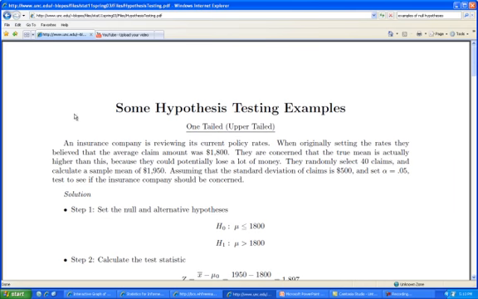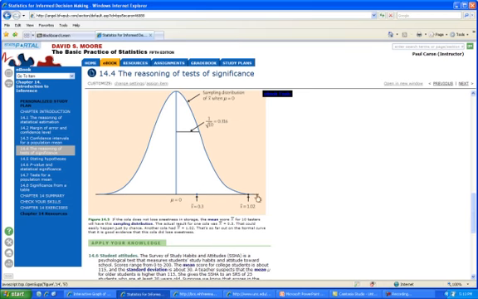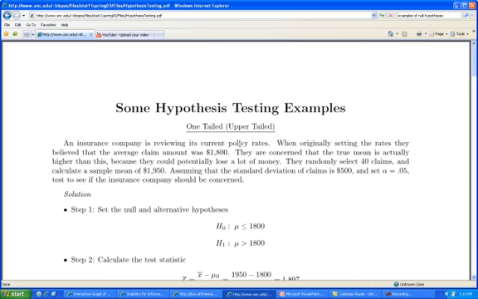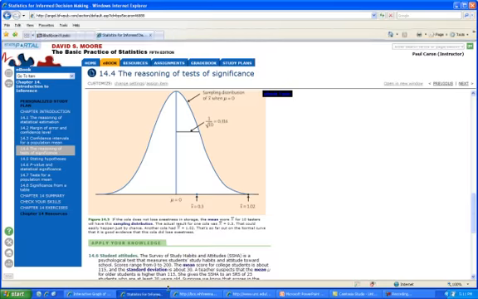Here are some examples. One-tailed, upper tail. What does that mean? Let's go back. One tail means right here, upper tail. So remember that. We have an insurance company reviewing its current policy rates. When originally setting the rates, they believed that the average claim was $1,800. They're concerned that the true mean is actually higher because they could potentially lose a lot of money. They randomly select 40 claims and calculate a sample mean of $1,950. Assuming the standard deviation of claims is $500, they set an alpha of 0.05.